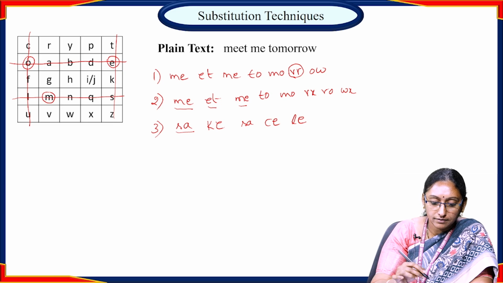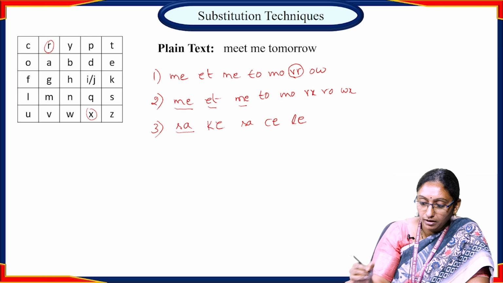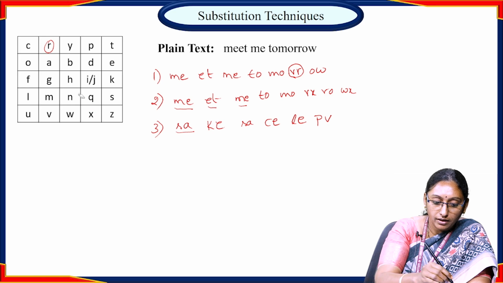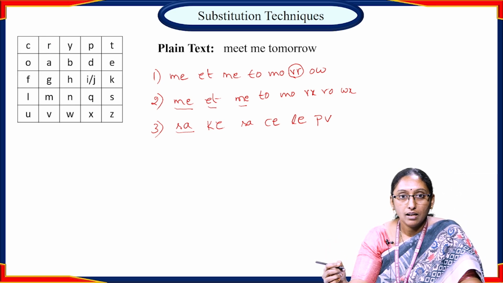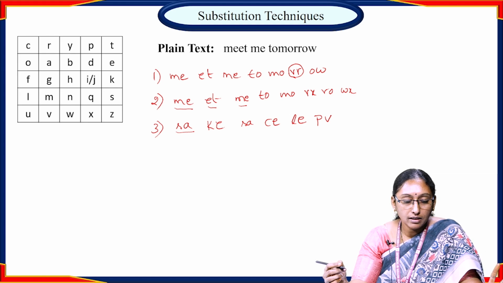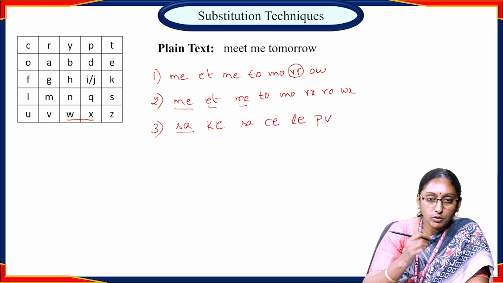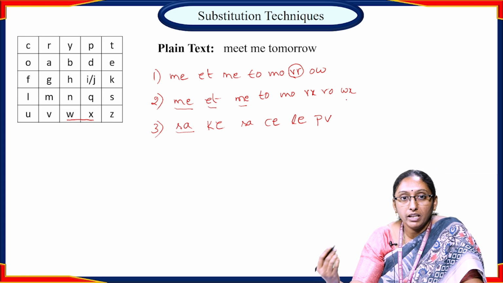Next, R and X. R is here, X is here. So R is replaced by P, X is replaced by V. Next, W and X. We already saw two cases. One case is the two letters are in different columns and rows, or the two letters are in the same column. Now W and X are in the same row. When they are in the same row, how can we replace the letters? Each letter is replaced by its immediate next letter.